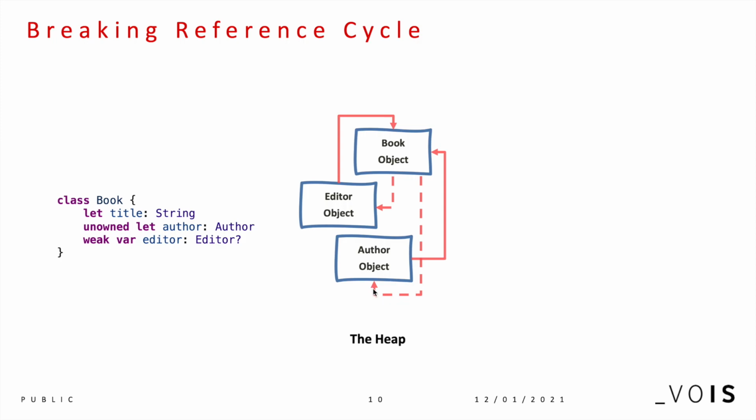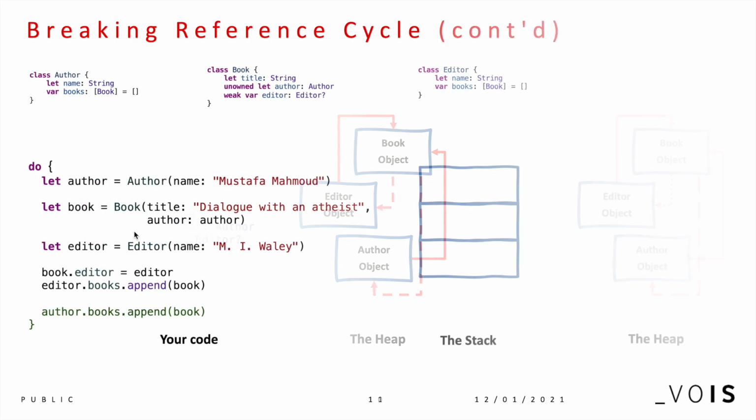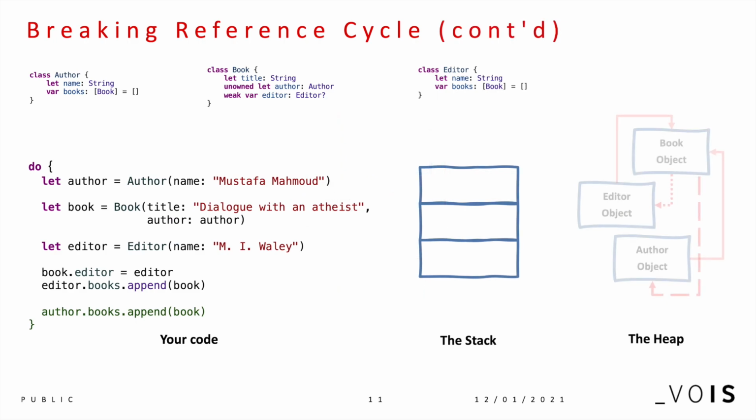Think of it this way. A book cannot exist without an author. At the same time, a book doesn't own the author. Therefore, the reference should be unowned. Here, you guarantee that a book always has an author, hence author is not declared as optional.